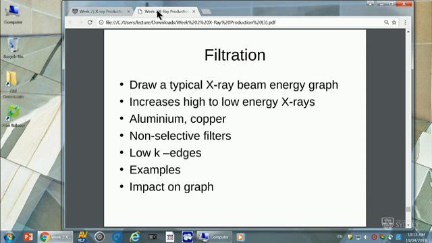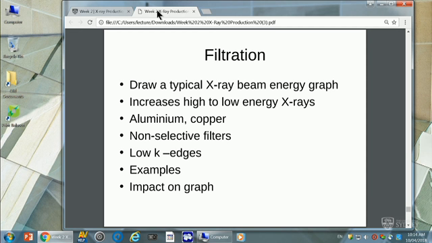We are obliged to have filtration. We have to have it. There are legal requirements that we need 2.5 millimeters of aluminium equivalent. Remember that term, aluminium equivalent? Inherent filtration doesn't do that, so we've got to add filtration. In particular, we usually add things like sheets of aluminium or copper into the beam to achieve the level of filtration.